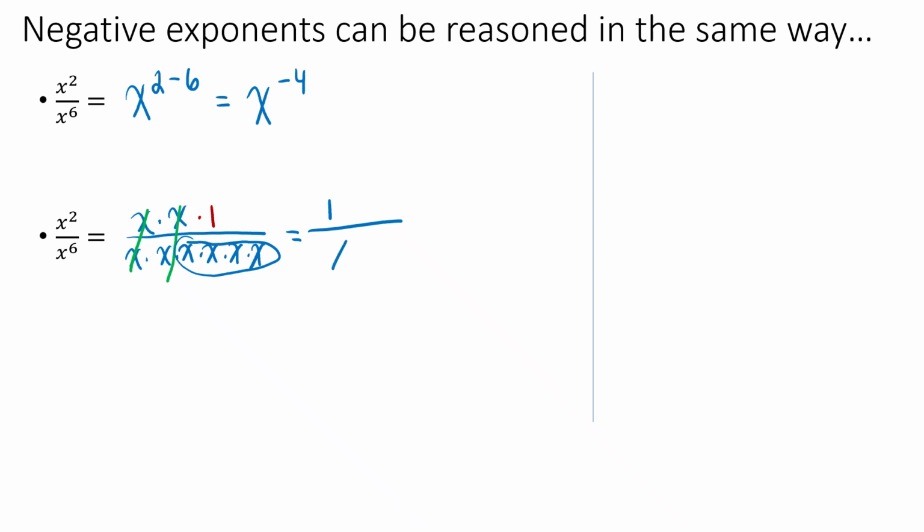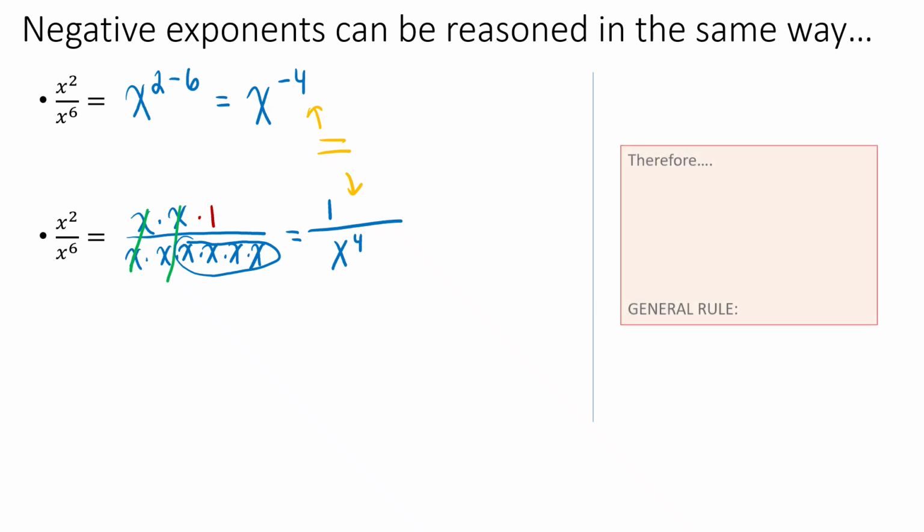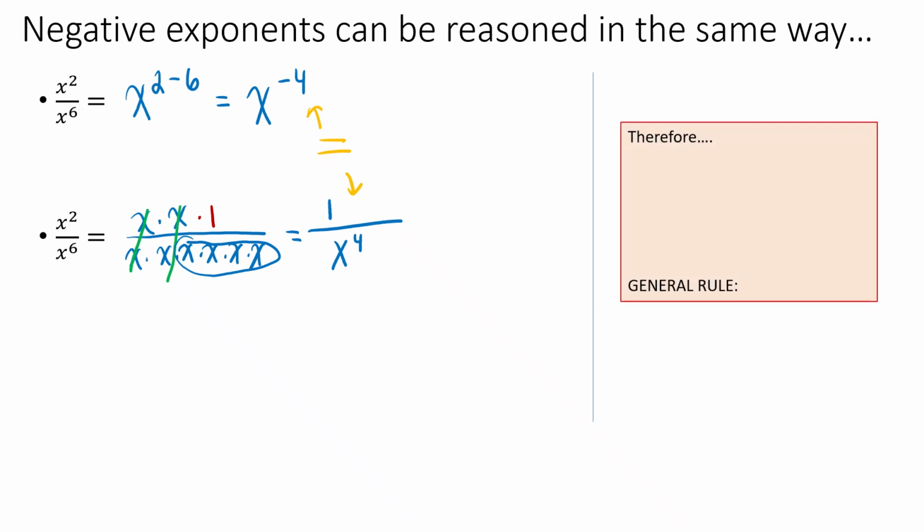Now, in my denominator, I have 4 of the x's there, and so x times x times x times x is x to the 4th. And same as with the exponent of 0, if I am reasonably sure that both of these lines have been executed correctly, then they must be equal to each other. X to the negative 4th must be the same thing as 1 over x to the 4th without the negative. And so we'll go ahead and write that over here. Therefore, x to the negative 4th is equal to 1 over x to the 4th.